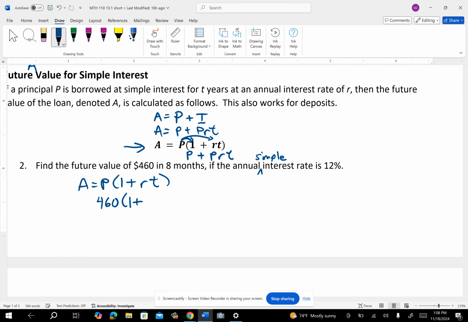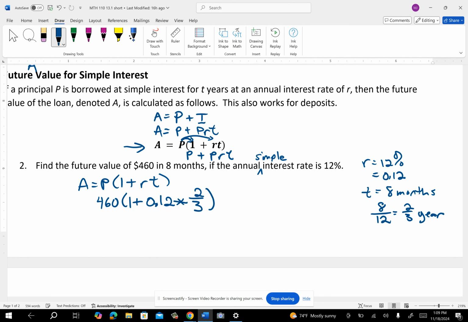In place of R, I'd have to be thinking about how, in that context, the R equals the 12%, but I'd want to change that into 0.12. The time was 8 months. This one's a little harder to think about, but 8 months is really going to be 8 divided by 12, or 2/3 of a year, isn't it? So in place of the R, I'm going to put the annual interest rate of 12%. So T needs to be years, and it's 2/3 of a year.